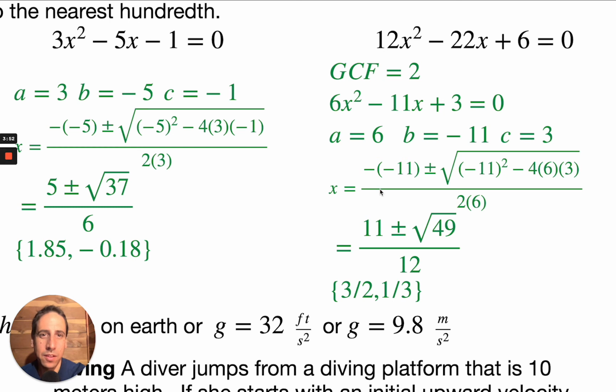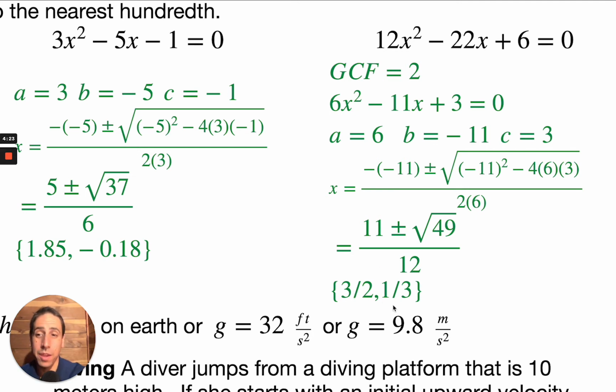X equals negative b plus or minus the square root of b squared minus 4ac all over 2a. This simplifies to positive 11, and this simplifies to 121 minus 72. 121 minus 72 is 49, so it's 11 plus or minus the square root of 49. And the square root of 49 is 7. So 11 plus 7 over 12 is 3/2, and 11 minus 7 over 12 is 1/3.